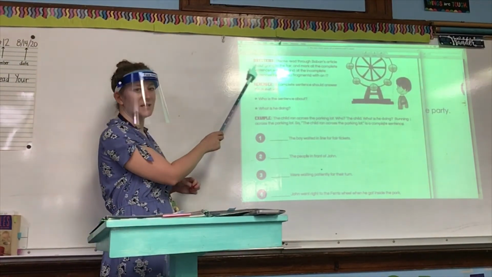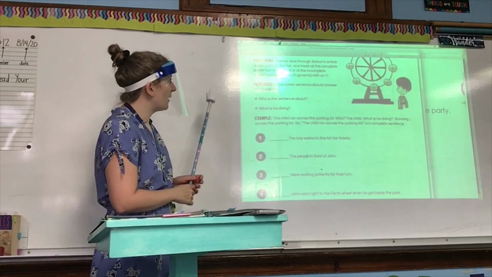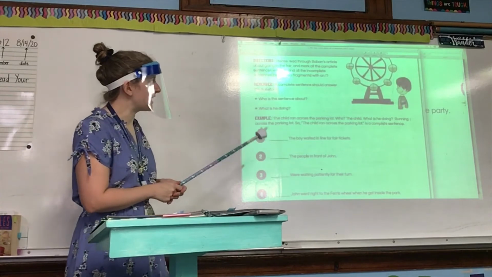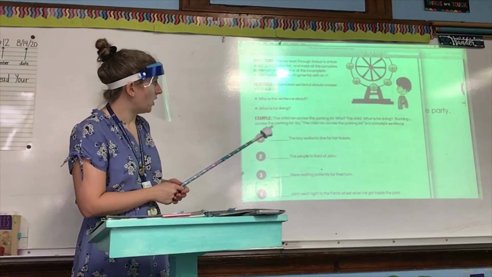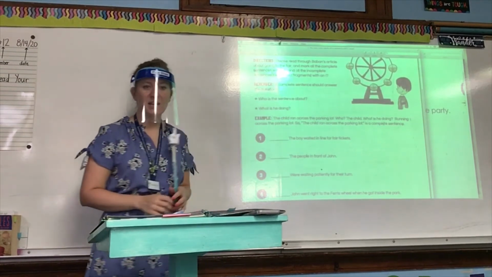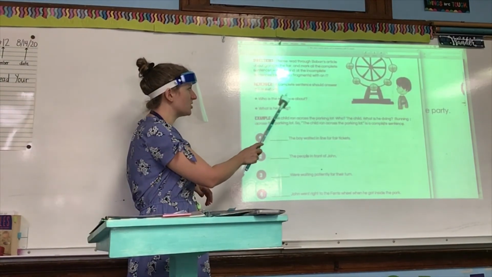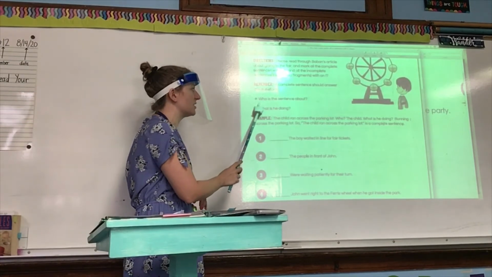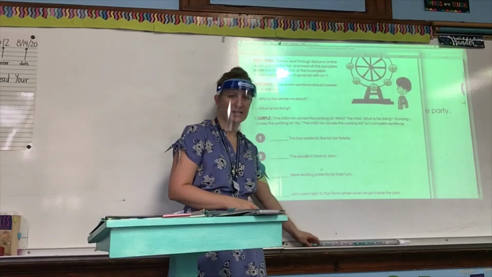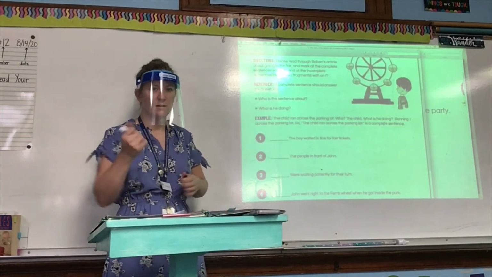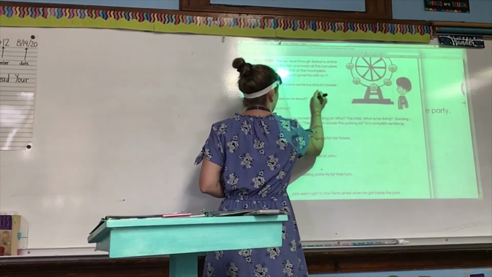Let's read the directions. Read them in your head while I read them out loud. Please read through Bobon's article about going to the fair and mark all the complete sentences with a C and all of the incomplete sentences, also called fragments, with an I. Remember, a complete sentence should answer the question, who is this sentence about? That's what part of the sentence? The who is which part of the sentence, the subject or the predicate? Victoria? Subject. So go ahead and write that.